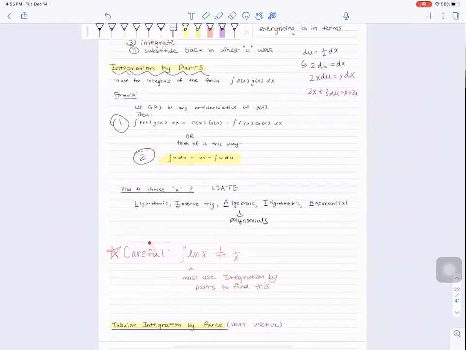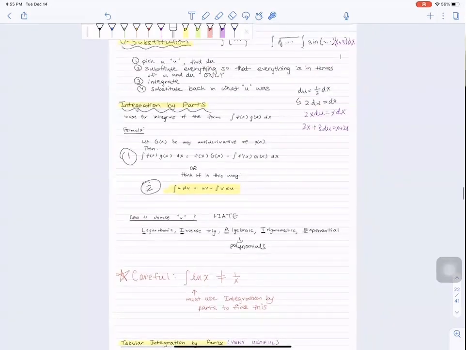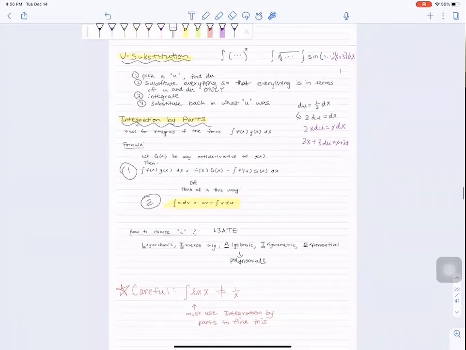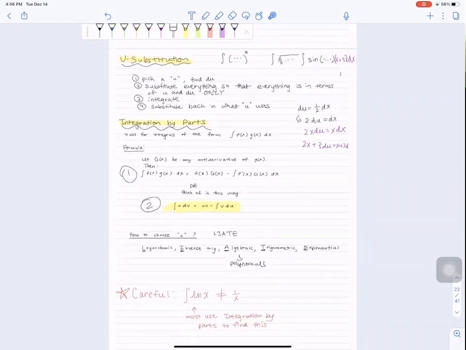Also, be careful. As I mentioned yesterday in the review session, the integral of natural log x is not 1/x. You have to use integration by parts in order to find this integral. Okay, any questions on the overview before we do integration examples? Can we do the example of integrating ln of x using integration by parts?